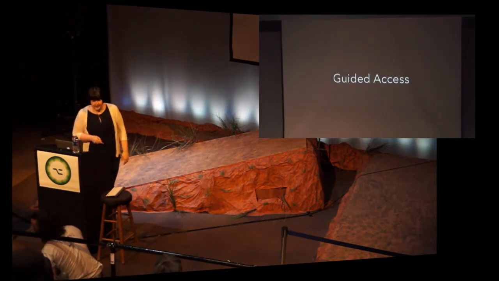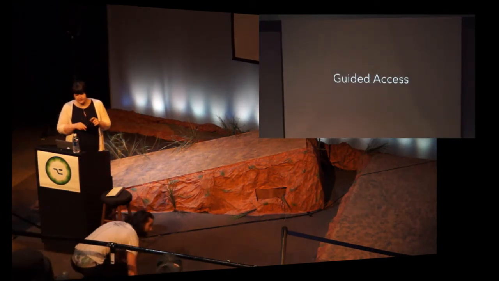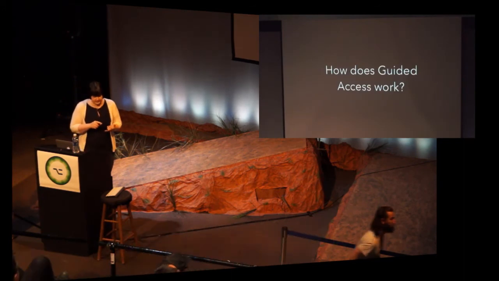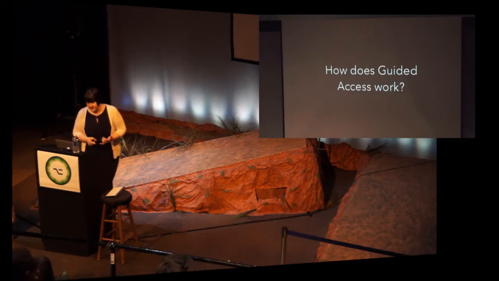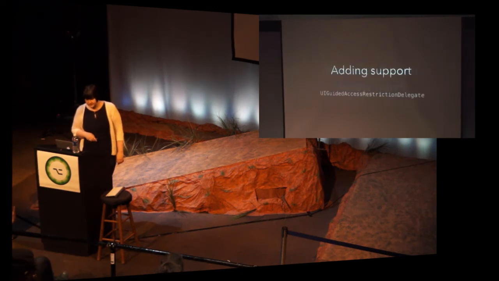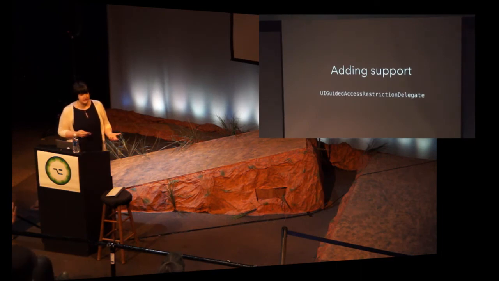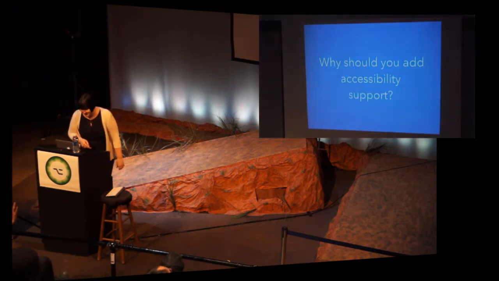So the thing that Apple introduced was guided access. It basically enables people to disable the home button and also set areas on the screen to say, these parts aren't actually usable. So you can also add your own support to your app if you want, especially if you're doing apps for kids. It's a really good thing to add. And there's a UI guided access restriction delegate. I don't have enough time to really go through that.